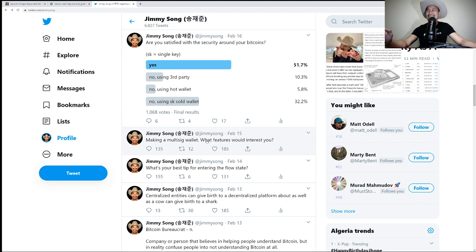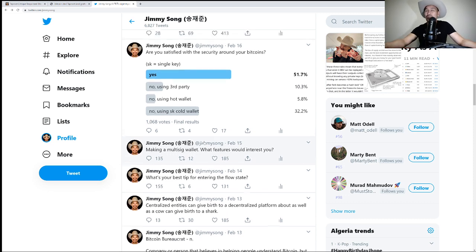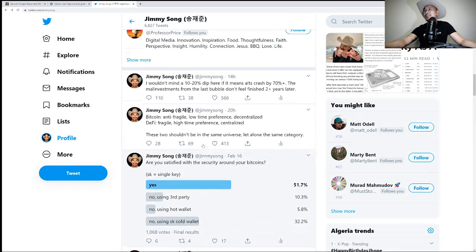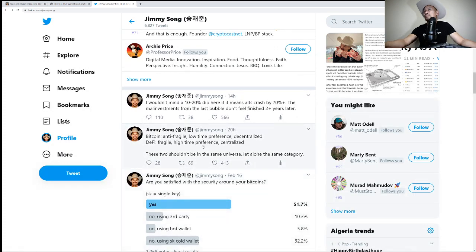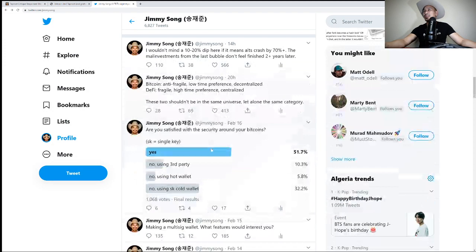The thing that I think I got most often out of that is, hey, I want more. I want it to be compatible with hardware wallets, and I want it to be easy to use. I'm making a wallet more to learn, but I'm open sourcing it, so I'll take a look at that. Bitcoin anti-fragile. Oh, let's look at the Sunday survey.